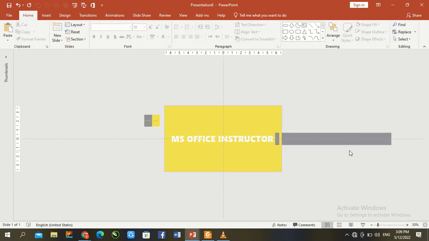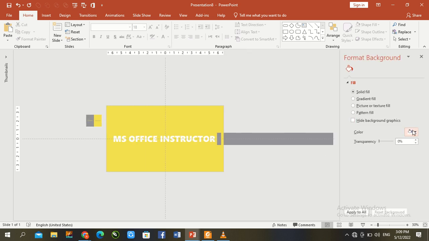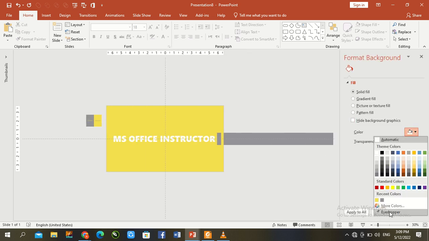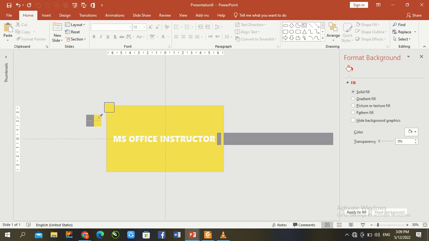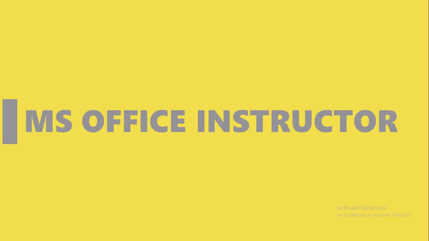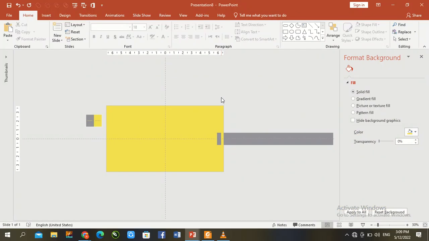Zoom out. Right click and go to Format Background. Go to Color and set the fill color to hydro. Now run this file with Control F5. Something is missing here.